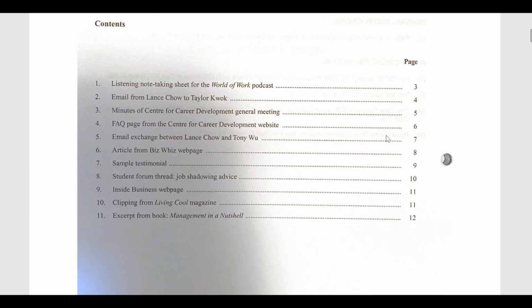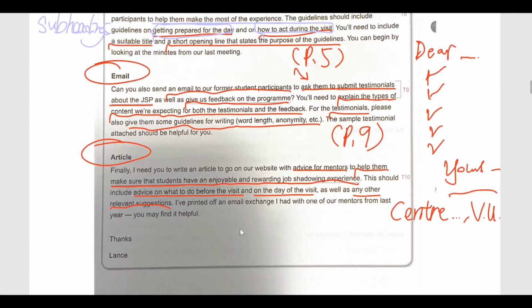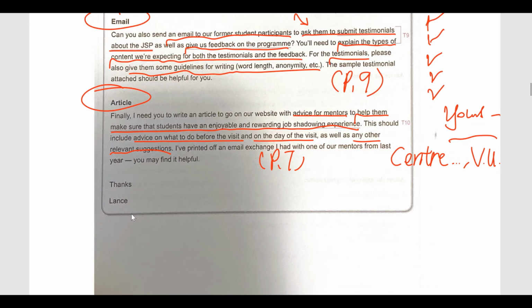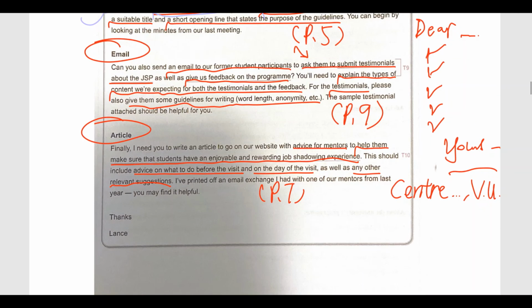So it should be this, page 7. Okay, so you can write it down, page 7. So it will be easier for you to find the relevant points later. Okay. For an article, a title is needed, but it's already given to you. Okay, the title is Advice for Mentors, so you don't have to worry about it.